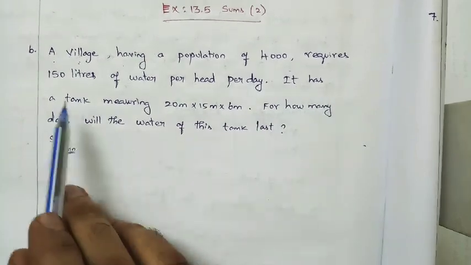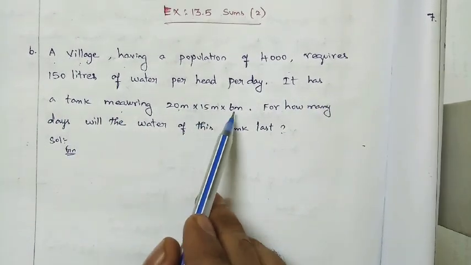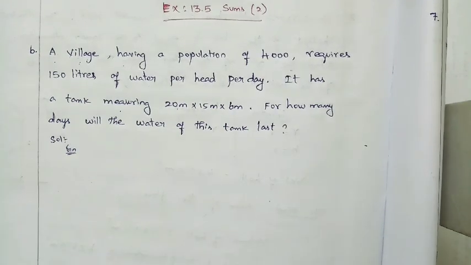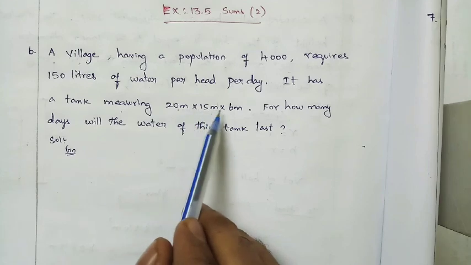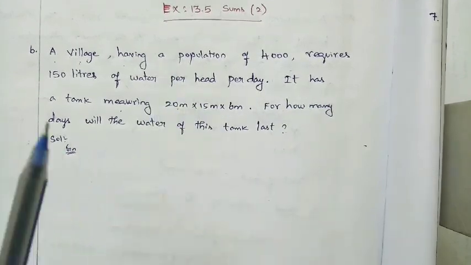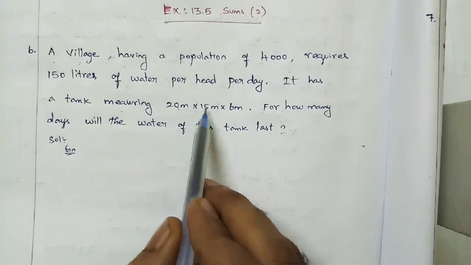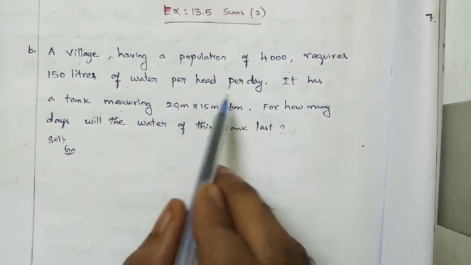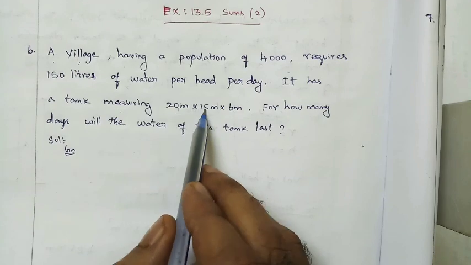Okay. It has a tank measuring 20 meter into 15 meter into 6 meter. So by seeing these measurements, what kind of tank is there in the village? Cube or cuboid or cylinder? See that length, breadth, height. So it's nothing but a cuboidal tank. We have the measurements of length, breadth and height.